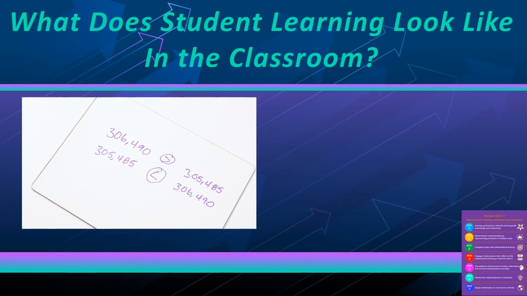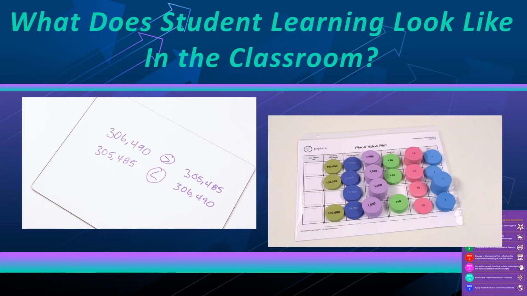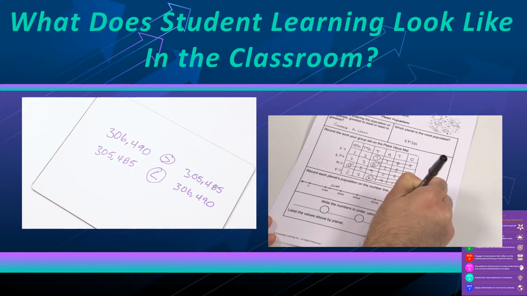And then we move to comparing using those symbols greater than and less than like you see on the screen now. We're also getting into ordering. We're going to use those same strategies. We're going to use the number lines, we're going to use the place value discs and the place value mats to help us compare those multiple numbers before we order them in ascending or descending order.